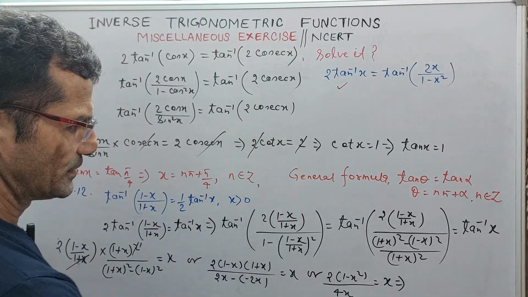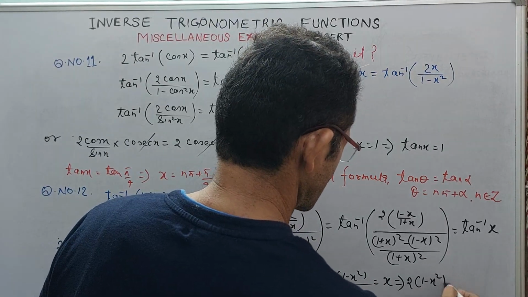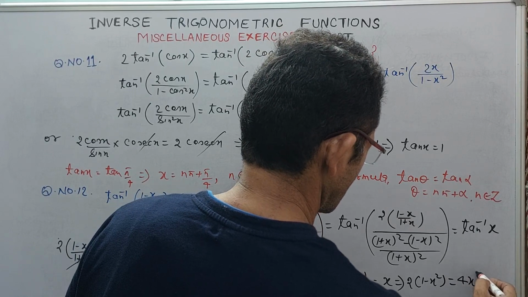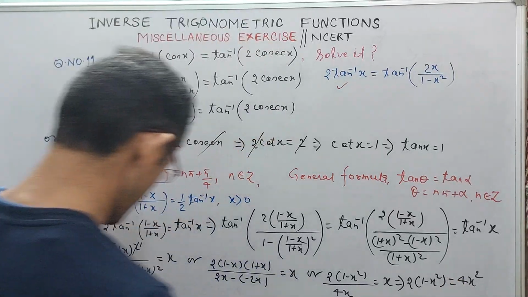Now this 4x goes to the right hand side: 2 times 1 minus x square is equal to 4x square. This becomes a quadratic, yes, 4x square. Simplify this, 2 is also cancelled out.